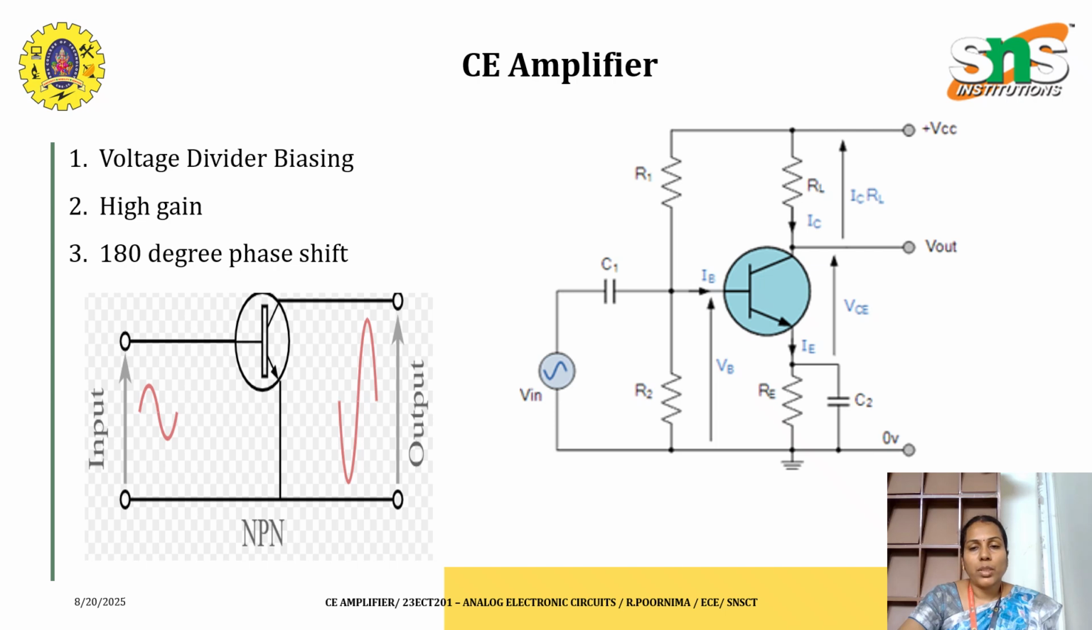So it is common. Voltage divider bias is used for this configuration, and VCC is connected to R1 and RL. In this common emitter amplifier we get a high gain for the given input signal. The next characteristic is the 180-degree phase shift. Due to this, input and output are out of phase by 180 degrees, so the output is the inverse of the input.